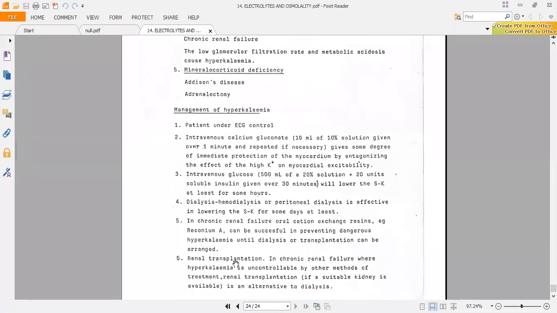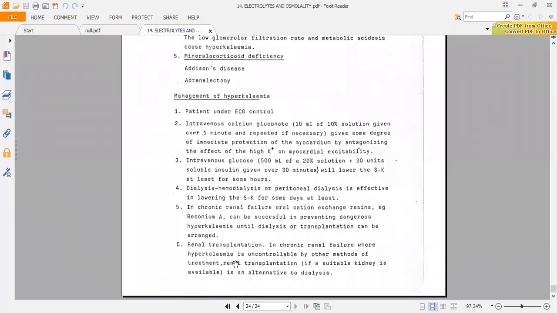Now, management of hyperkalemia. There are 6 ways of managing someone with hyperkalemia. Hyperkalemia is a very dangerous condition to have. Okay, and to manage, you will learn more about this later on. All of them must be put on ECG so that we monitor the ECG changes. The ECG changes are peaking of the T wave, loss of the Q wave, and then QRS complex abnormalities.